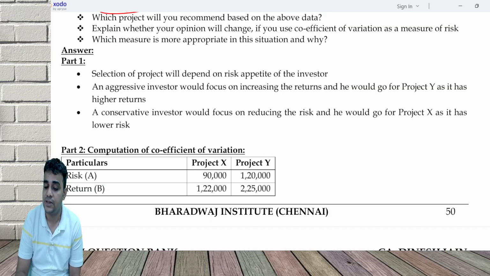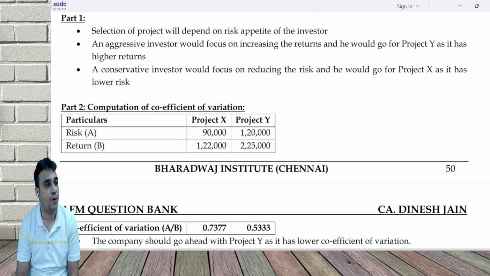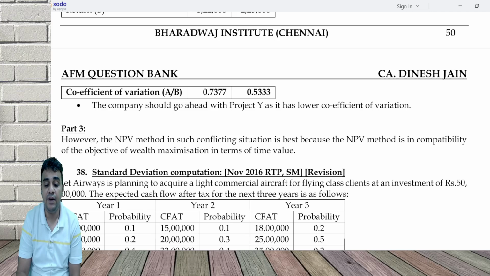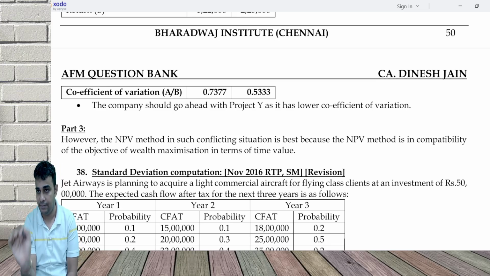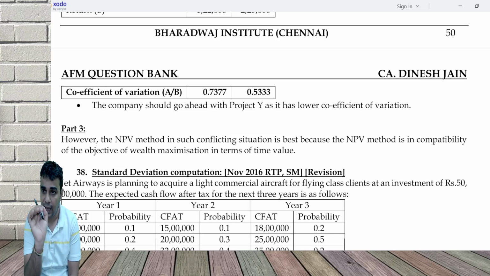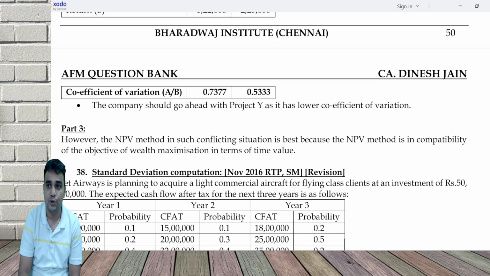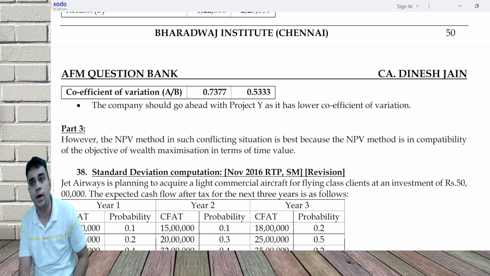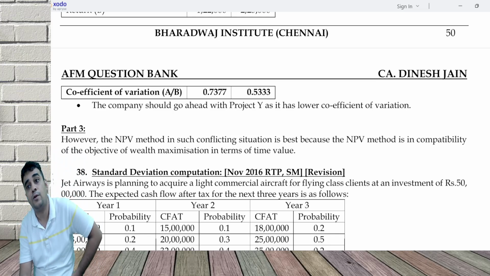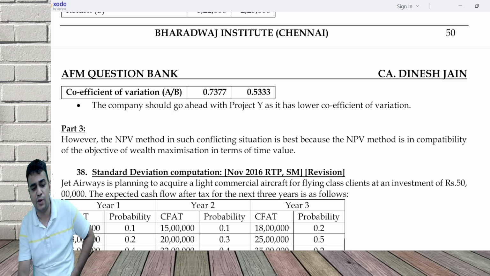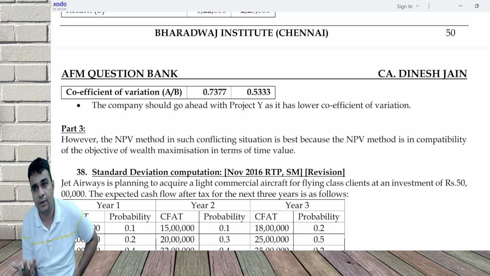A conservative investor would focus on reducing the risk, an aggressive one would focus on increasing the return. NPV method in such conflicting situation is best because it is in compatibility with wealth maximization. This is added in the ICI material. You can write it as it is in case it comes in the exam, because different people have different expectations. See, you cannot say NPV is always the best. I may say I don't want to get into NPV, I want lower risk. When I want lower risk, you cannot force me.